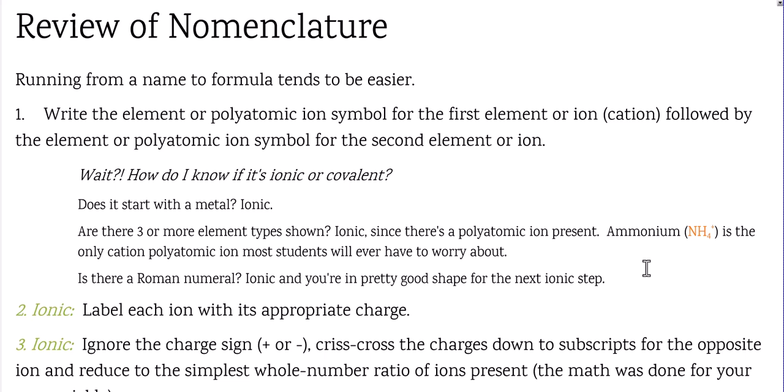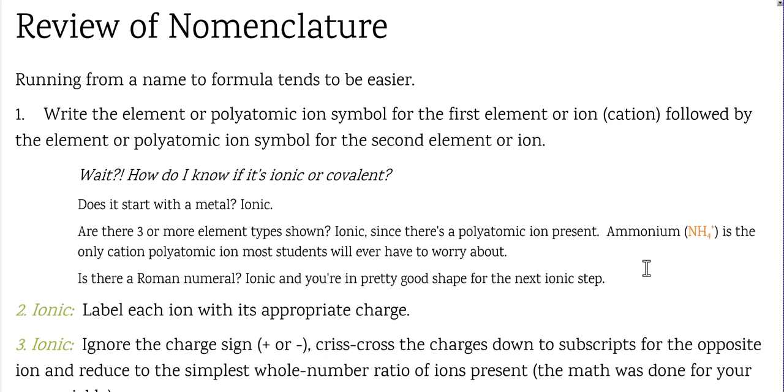Is there a Roman numeral? Check out your name. Is there a Roman numeral in the name? Okay, so if there is, then hey, you're in good shape. Now, as far as the 3 or more element types, you might not be able to tell because, again, you don't have the formula actually written out for you. But does it end with ite, I-T-E? Does it end with ate, A-T-E? That's going to indicate that you've got a polyatomic ion. The ammonium is one that you're also going to have to try and remember.